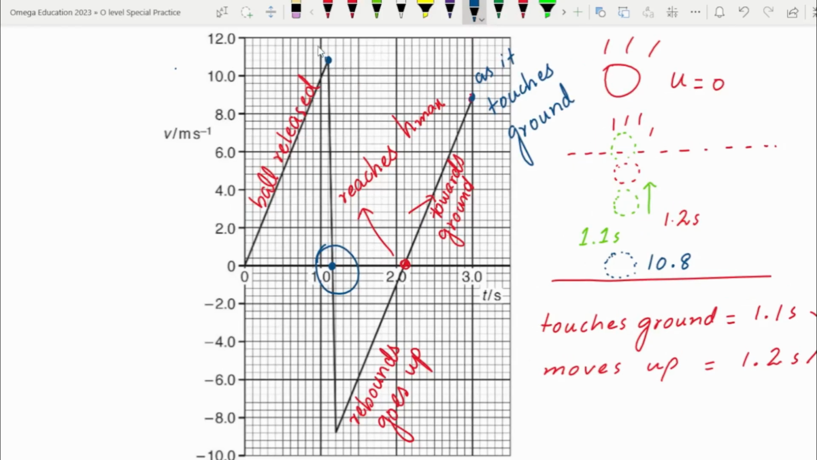So this is your point where the ball reaches the ground. As it reaches the ground, this is that point. Okay, so this was a brief introduction of the graph of a ball that rebounds off the ground. Let's check out the questions.